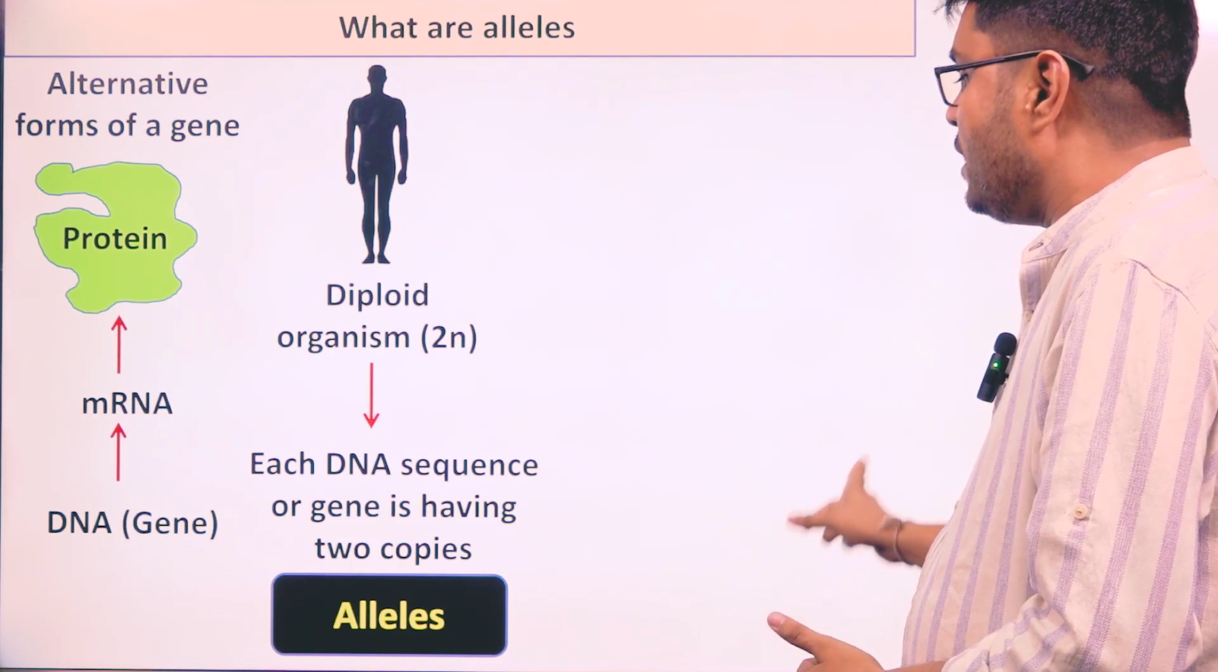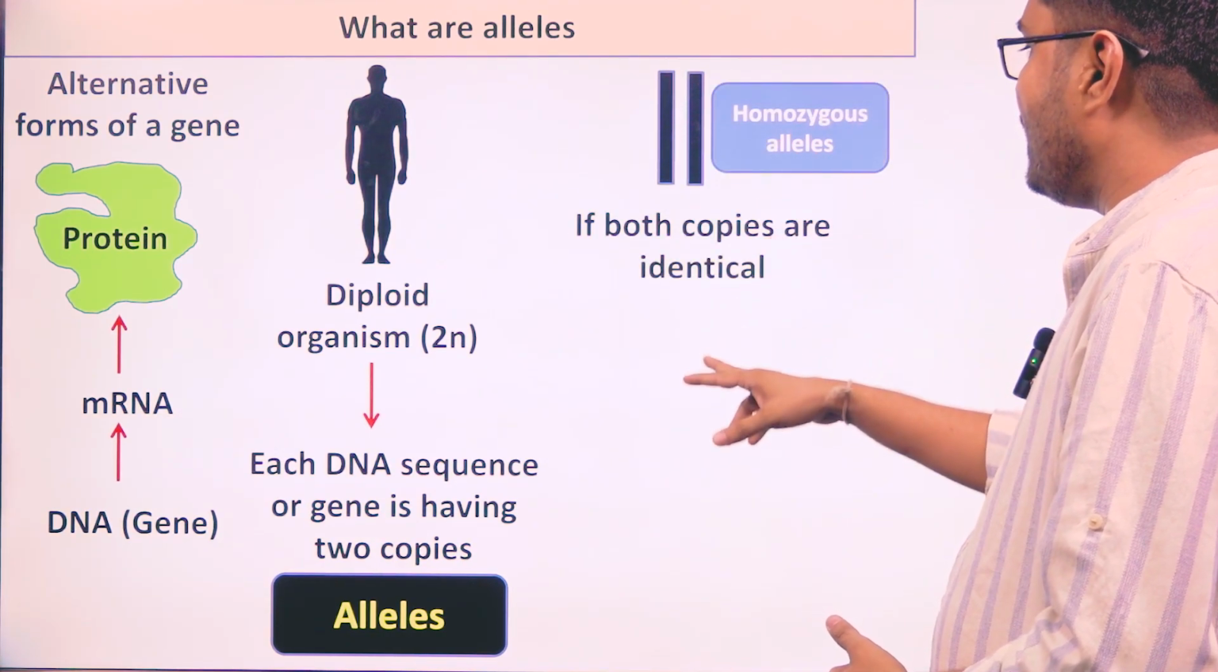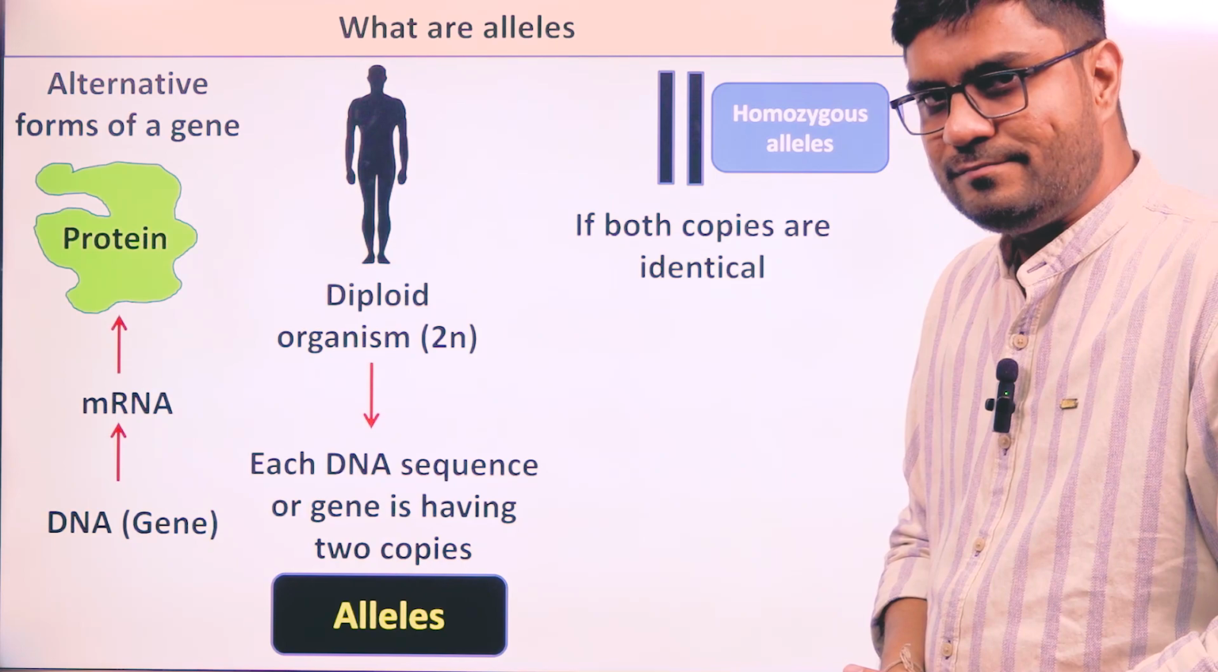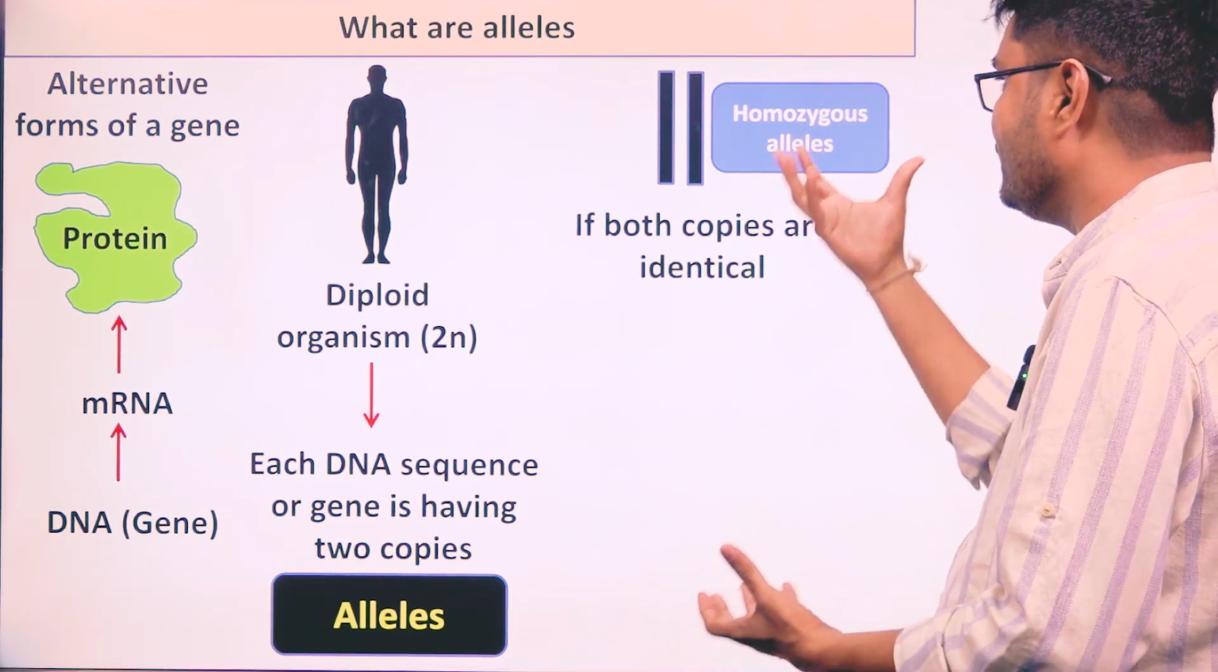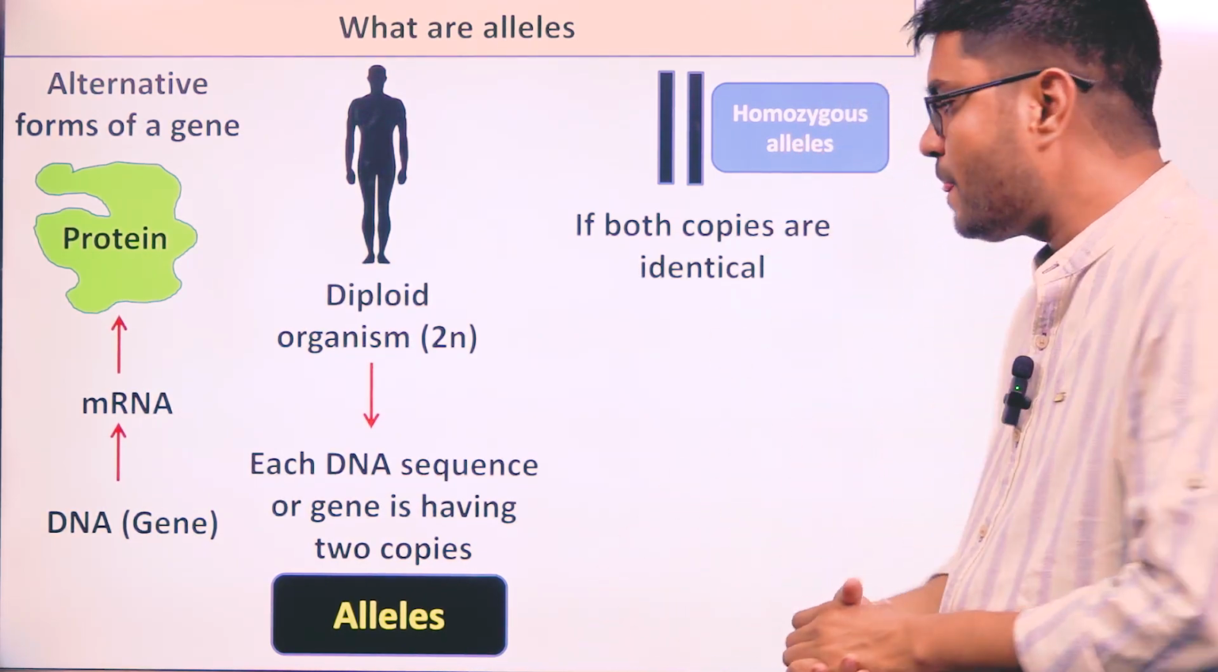Now if these two copies are identical, then we are calling them homozygous alleles.